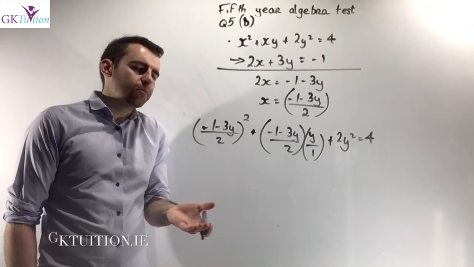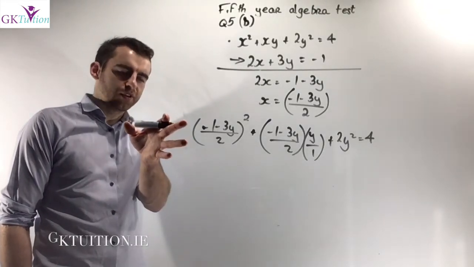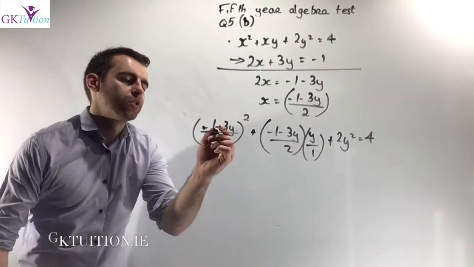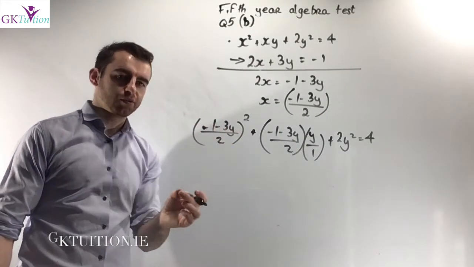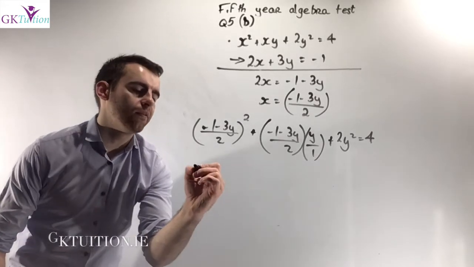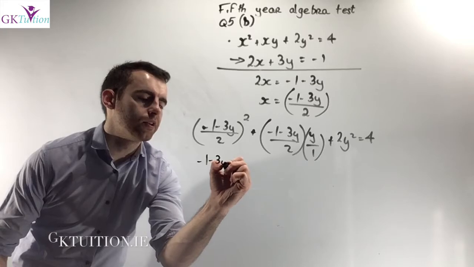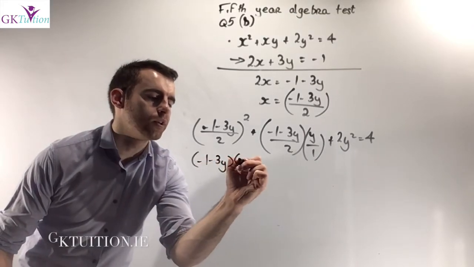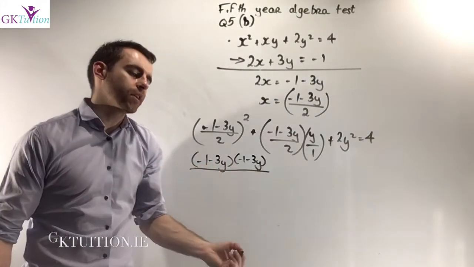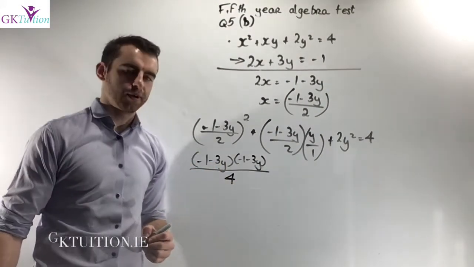So from here, usually the problem students have is often with the first fraction. You're just squaring it. So at the moment I have minus 1 minus 3y on the top of the fraction. If I'm squaring it, that means I'm going to be multiplying it by itself. The top of the fraction will become minus 1 minus 3y by minus 1 minus 3y. The bottom of the fraction will be 2 by 2, which is 4.